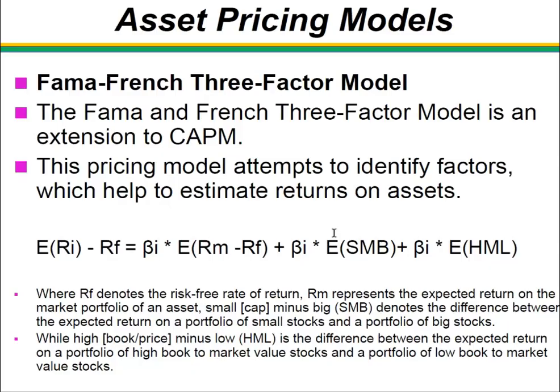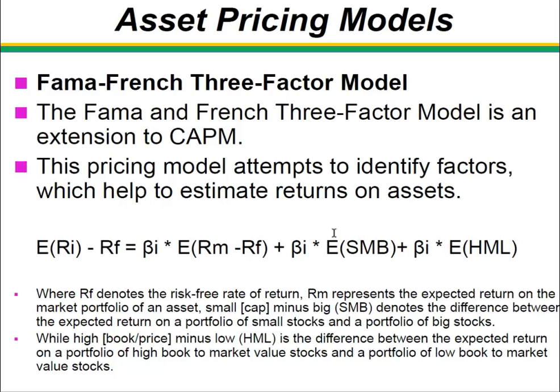Finally, the Fama-French three-factor model. The Fama-French three-factor model represents one of the most successful empirical extensions to CAPM. This model is an extension to CAPM that attempts to identify specific factors that help estimate returns on assets more accurately than CAPM alone. The model adds two additional factors to the basic CAPM framework: the size factor and the value factor.